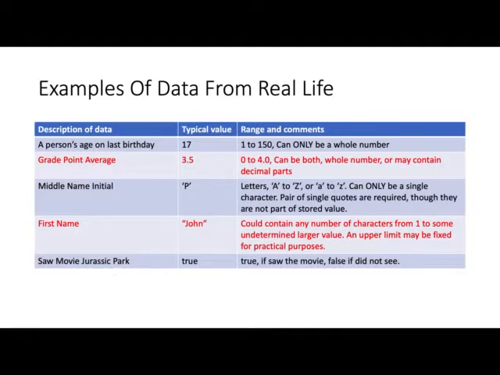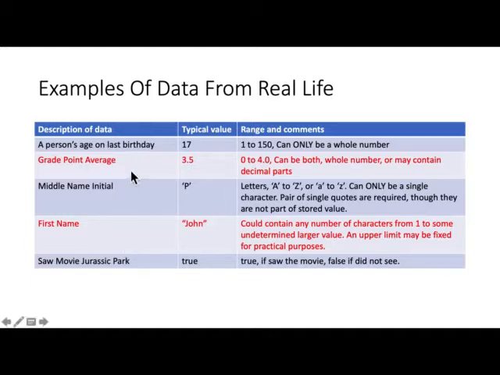So let's look at some data types from real life data. I'm describing here the data, typical value, range, and any comment. Person's age on last birthday, typical value could be 17, if somebody is 17 years old. Range could be 1 to 150, although it's hard for somebody to live 150 years, but that can happen. And it can only be a whole number because it's age on the last birthday. This is very important to understand. A lot of students don't understand that. Age on the last birthday can only be a whole number. And birthday does not start until you become 1.